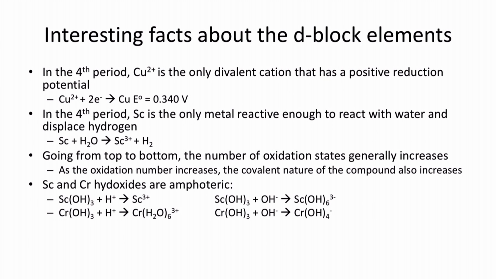So now let me change gears a little bit and talk about the D block, right? These are the transition metals in the middle of the periodic table. So if I look at the fourth period, copper 2+ is the only divalent ion that has a positive reduction potential. Okay, so that means that copper 2+ will actually spontaneously gain 2 electrons to make Cu. Most of the other metals prefer to lose electrons to form ions, but copper doesn't, at least copper 2+.